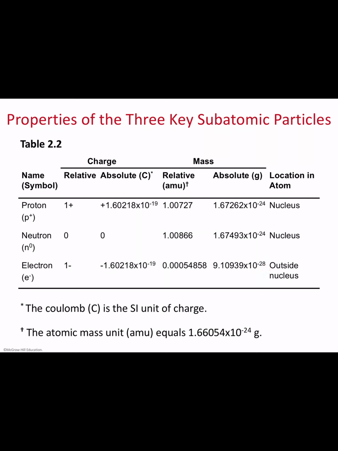So the atomic mass unit, in AMU: 1 AMU equals 1.66054 into 10 to the negative 24 grams. It's about this much, similar to the mass of a proton.